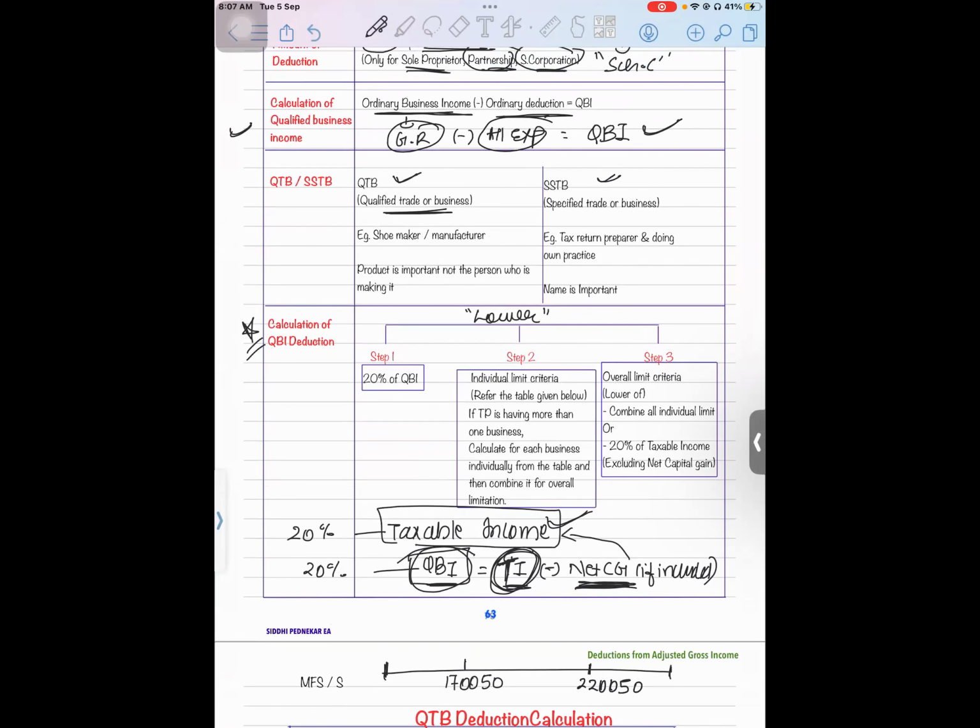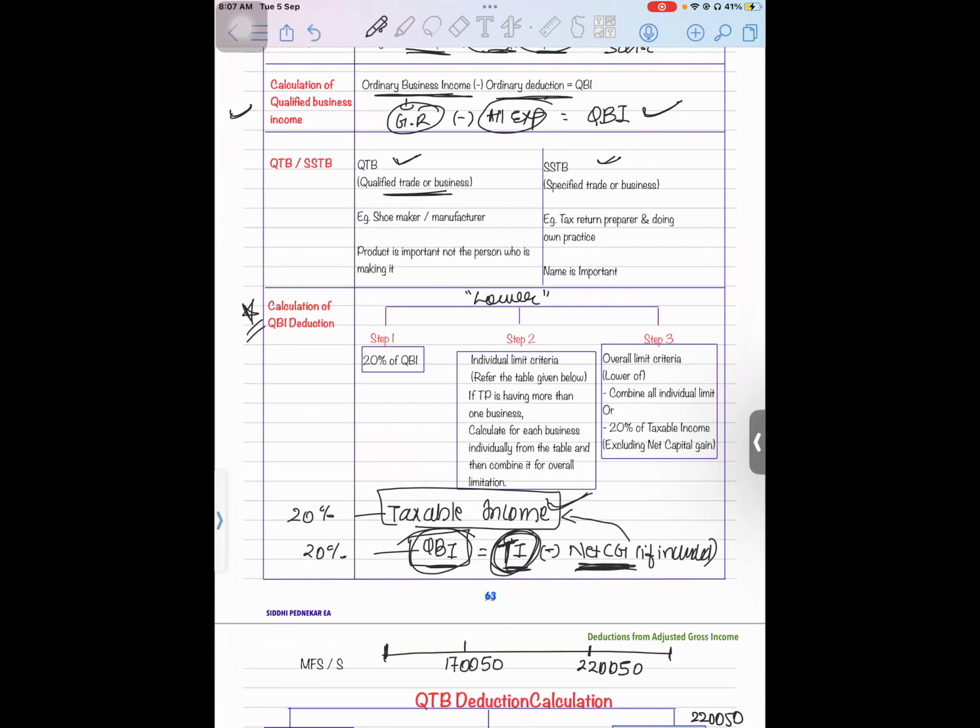QTB is what? Where you're doing a qualified trade or business. Let's say a manufacturer of particular wafers is there. So the product is important. People are not going to remember the person who manufactured it. Let's say there are 50 workers working in that manufacturing unit, so no one is going to remember the name of that person, but people are going to remember the taste of those wafers, right?